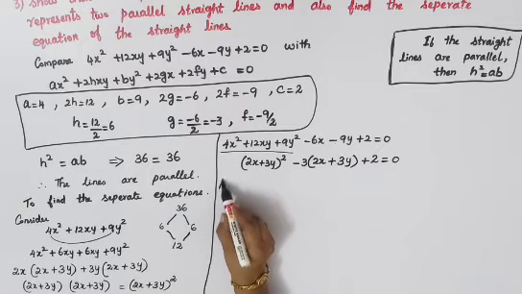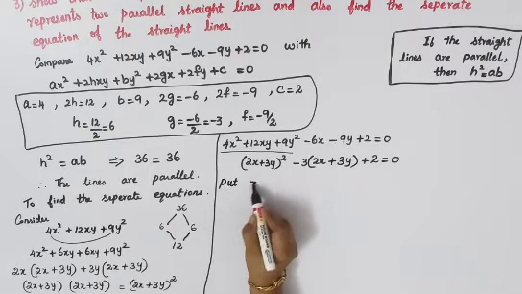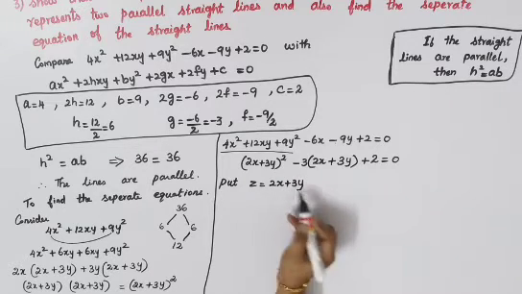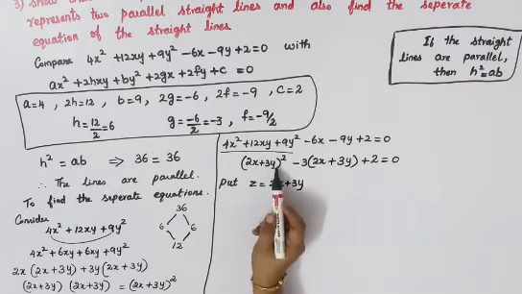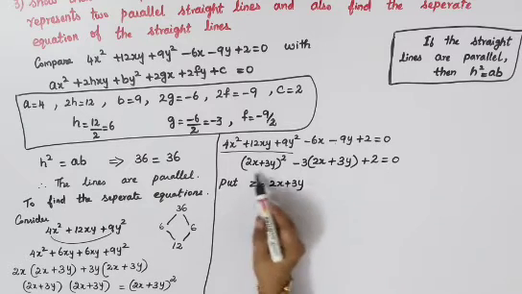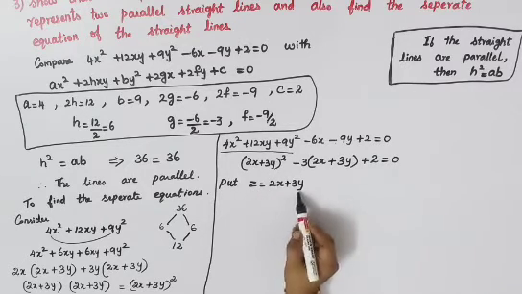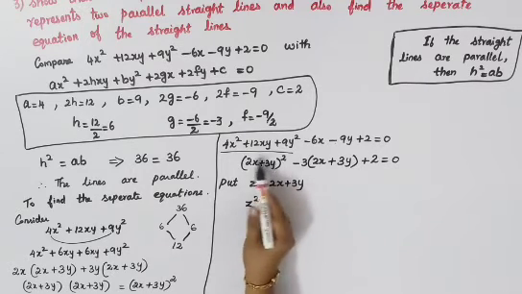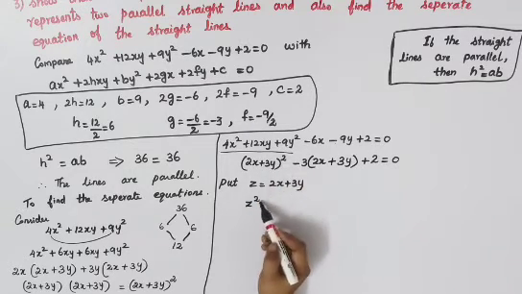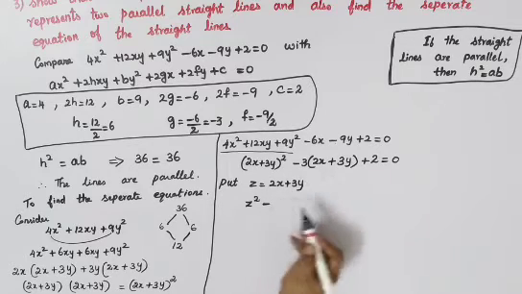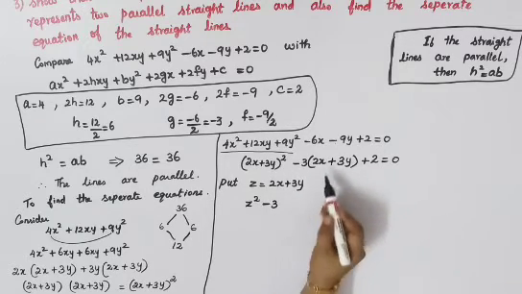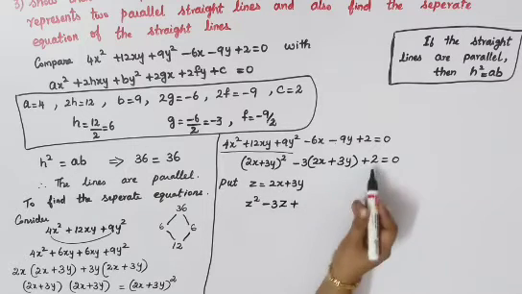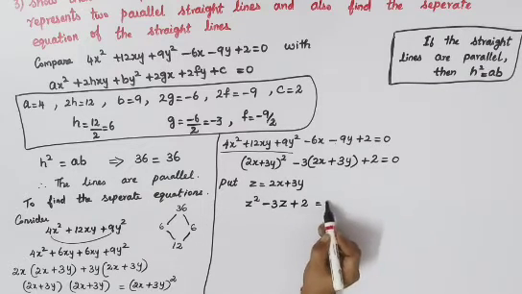So what I am going to do is put z is equal to 2x plus 3y. So instead of this 2x plus 3y, we'll just replace z. So in this equation, we'll have to replace it. If you replace it, you will get z square, that is, this full thing is z, and this square is there. And this minus is there as it is, 3 is there again as it is, 2x plus 3y you can replace by z, plus this 2 is there as it is, which is equal to 0.